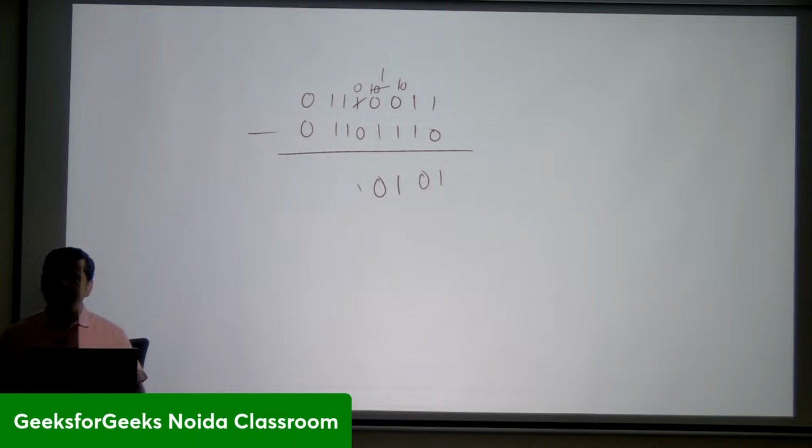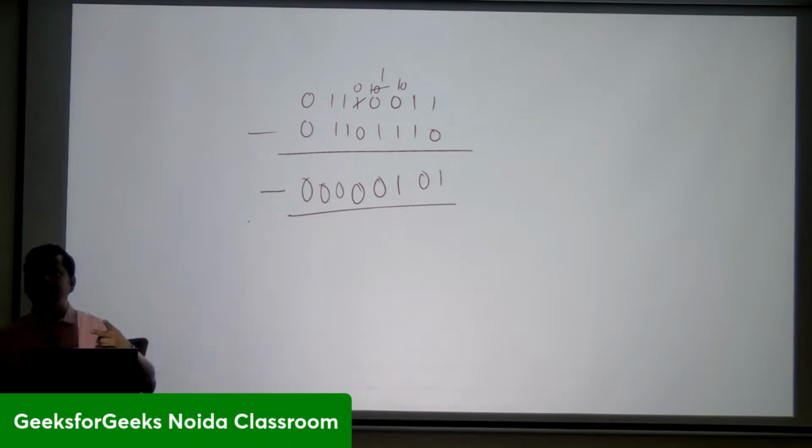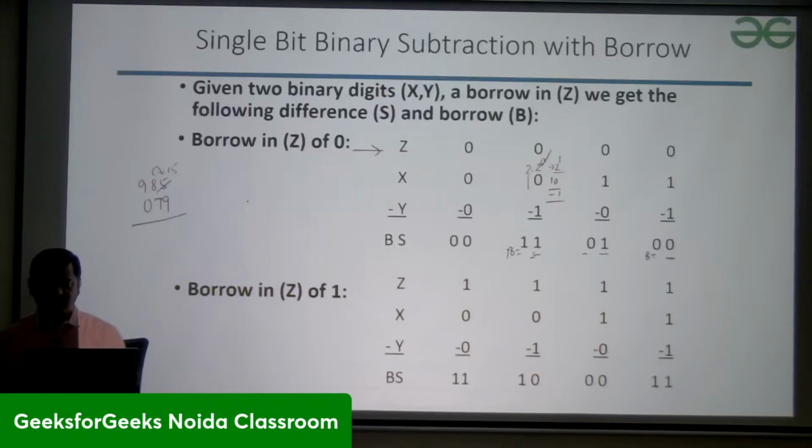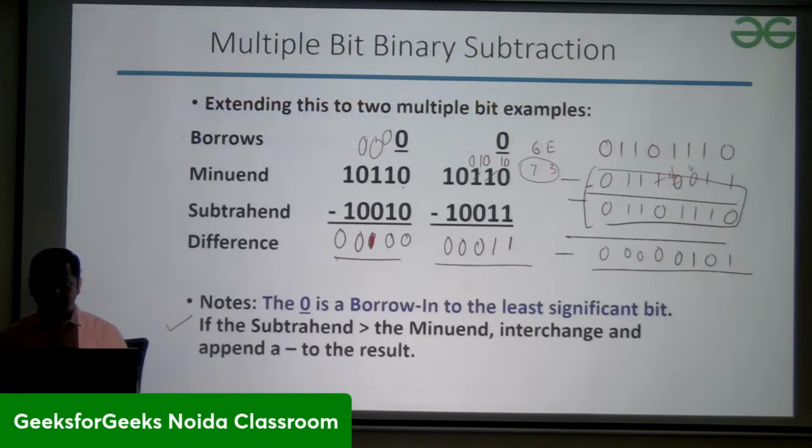0 minus 0 is 0. Then 1 minus 1 is 0. 1 minus 1 is 0. 0 minus 0 is 0. So it is going to be marked with a negative sign because we have interchanged the minuend and subtrahend, depending upon its magnitude. So the outcome is negative of 101. That was the answer that I have obtained. Is that clear now?